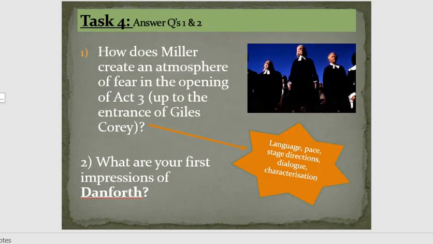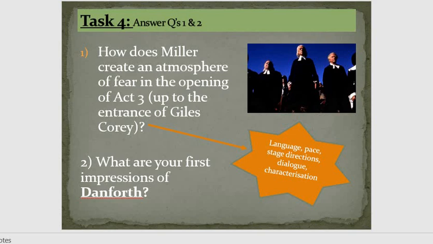And then task 4 is to answer questions 1 and 2. So firstly, think about how Miller creates an atmosphere of fear in the opening of Act 3, up to when the entrance of Giles Corey occurs. Now for this, you're probably going to want to read through the beginning of The Crucible again, and the Crucible PDF is linked on Go4Schools. So I'd like you to comment on the language used, so the various words that are used by characters, the pace of the reading, any stage directions that Miller has put in there, dialogue between characters, and the characterizations, so how characters are moulded and how that influences how we perceive them as a viewer or as a reader of the play. I would expect you to do around 2 paragraphs for that question.